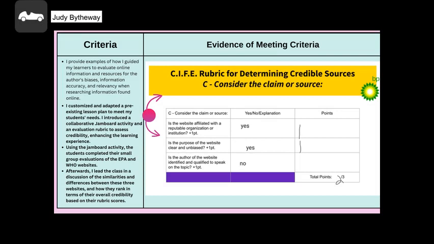I customized and adapted a pre-existing lesson plan to meet my students' needs. One of my adaptations was that I introduced a collaborative Jamboard activity and an evaluation rubric to assess credibility, enhancing the learning experience. Using the Jamboard activity, the students completed their small group evaluations of the EPA and WHO websites.